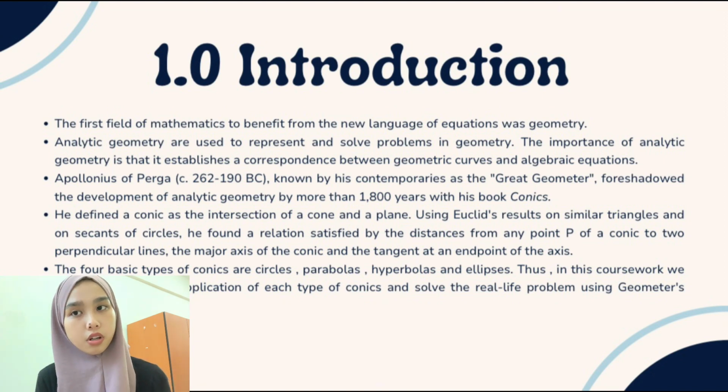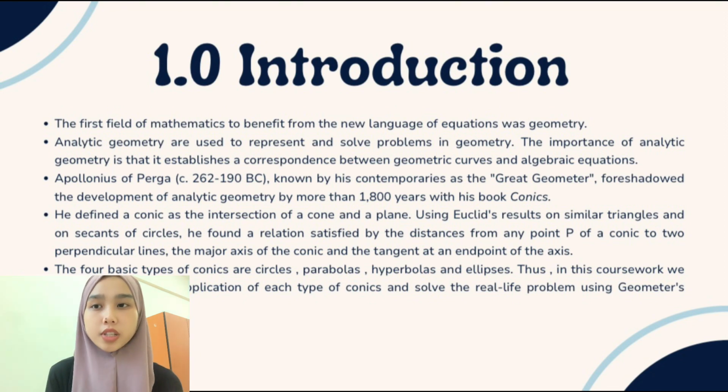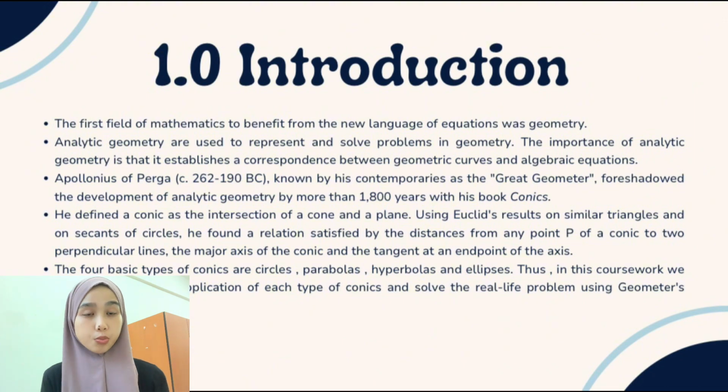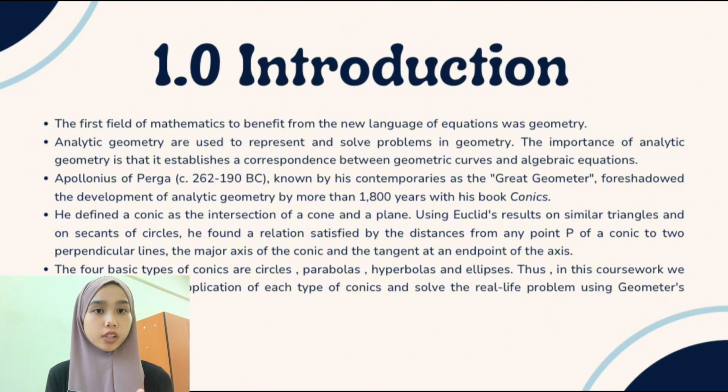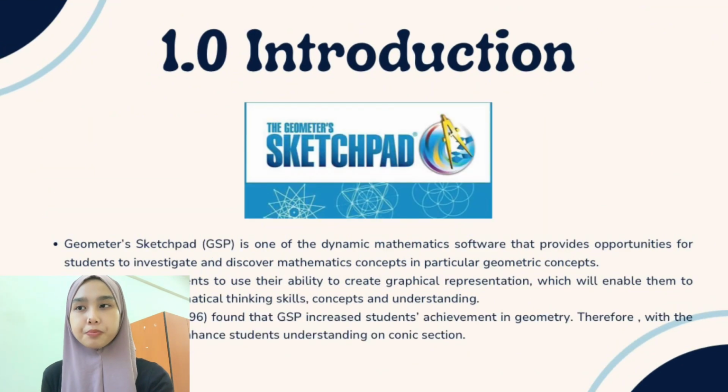Using Euclid's results on similar triangles and on secants of circles, he found a relation satisfied by the distance from any point P of a conic to two perpendicular lines, the major axis of the conic and the tangent at an endpoint of the axis. Last but not least, the four basic types of conics are circles, parabolas, hyperbolas, and also ellipses. Thus, in this coursework, we will go through the application of each type of conic and solve real-life problems using GSP, Geometer Sketchpad.